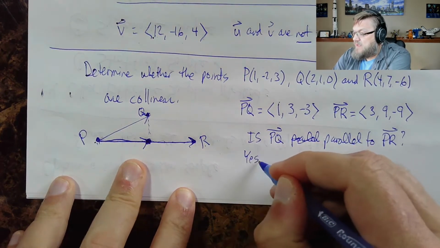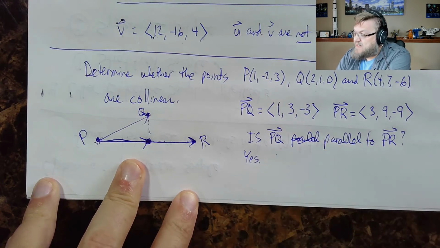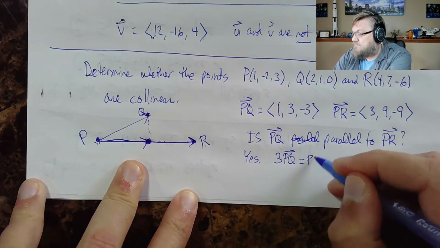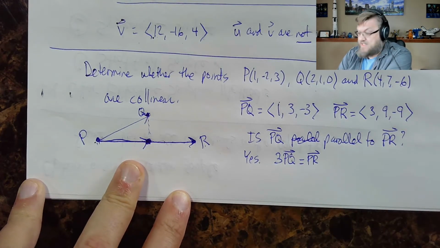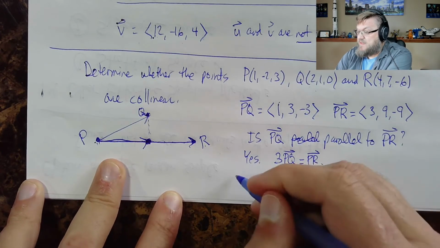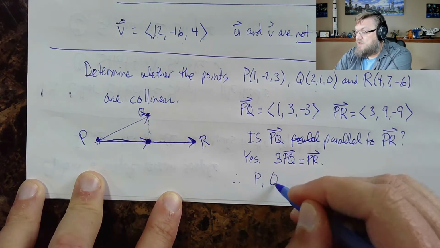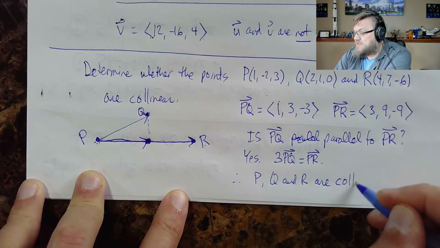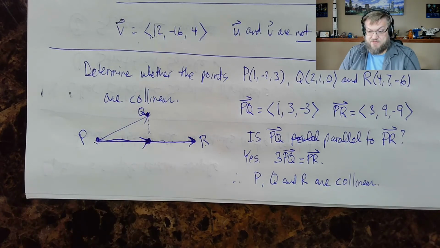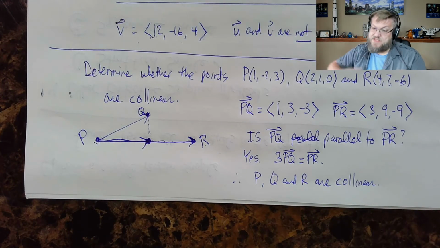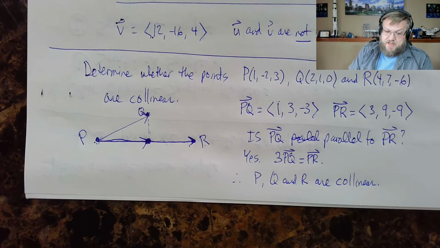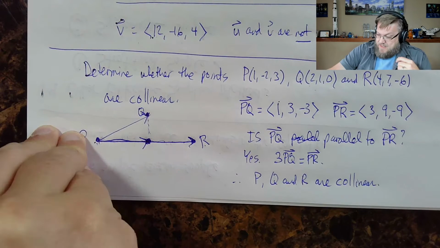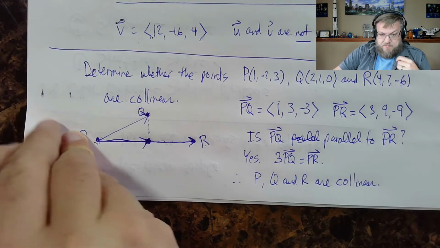So yes, PQ, in fact, if I take 3 times PQ, I get PR. Yeah? And so therefore, they are parallel. Therefore, P, Q, and R are indeed collinear. They must live on the same line because the vectors formed are parallel. So there's that one-to-one connection between parallel vectors and collinearity. Okay? Awesome. All right. That's cool. That finishes 11.2 for us.